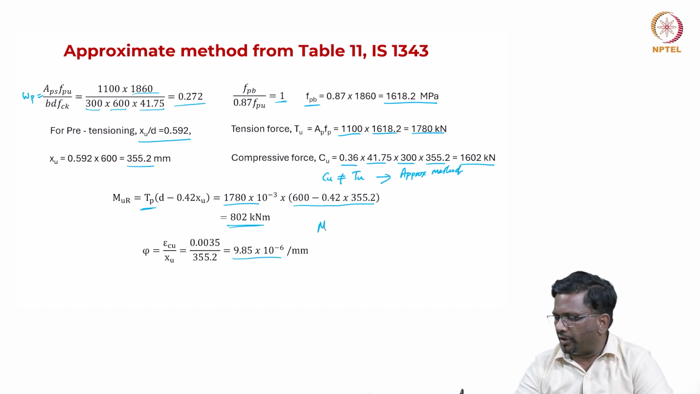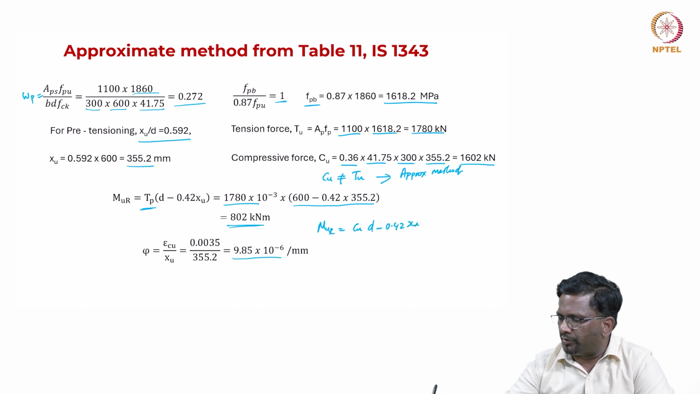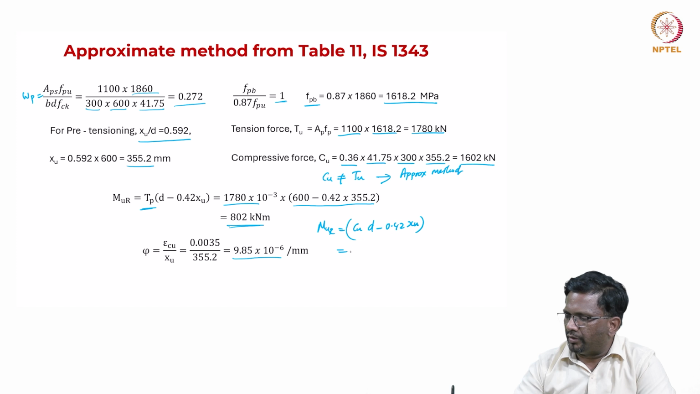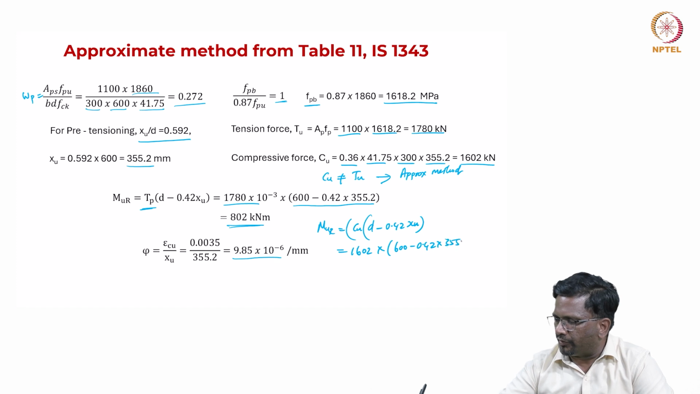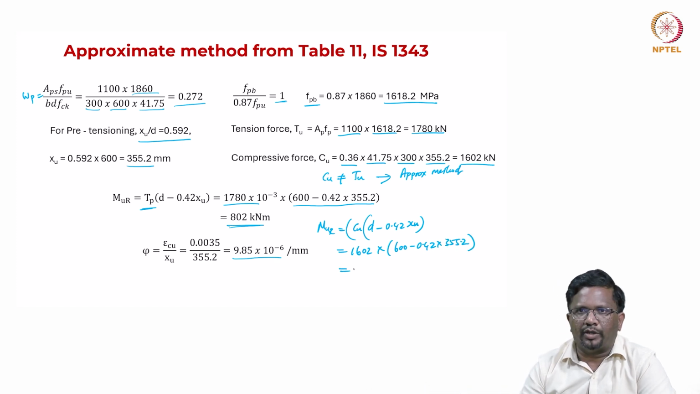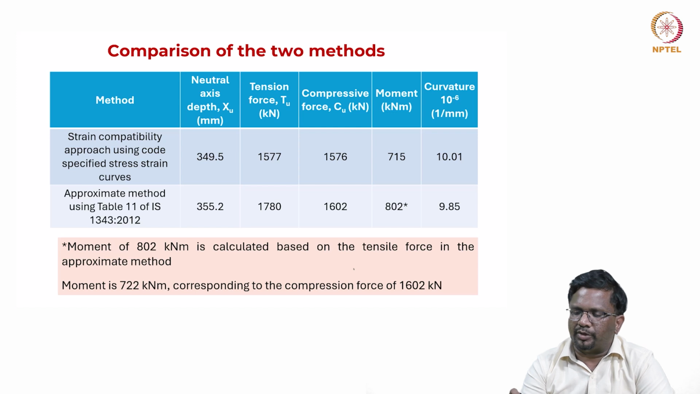In this case, then MR will become, if I take Cu, again it is going to be Cu times d minus 0.42 Xu, right. So, Cu is now 1602 times 600 minus 0.42 times 355.2. If you substitute that, you will get a lower moment resistance if I take the compression force, right. So, this is what we are summarizing in this table.